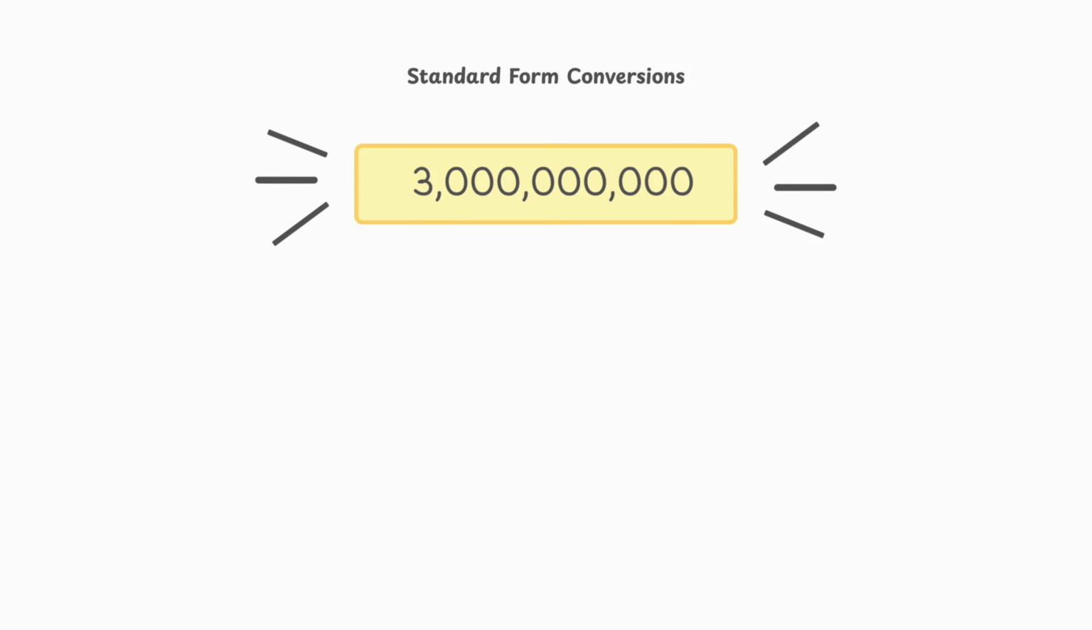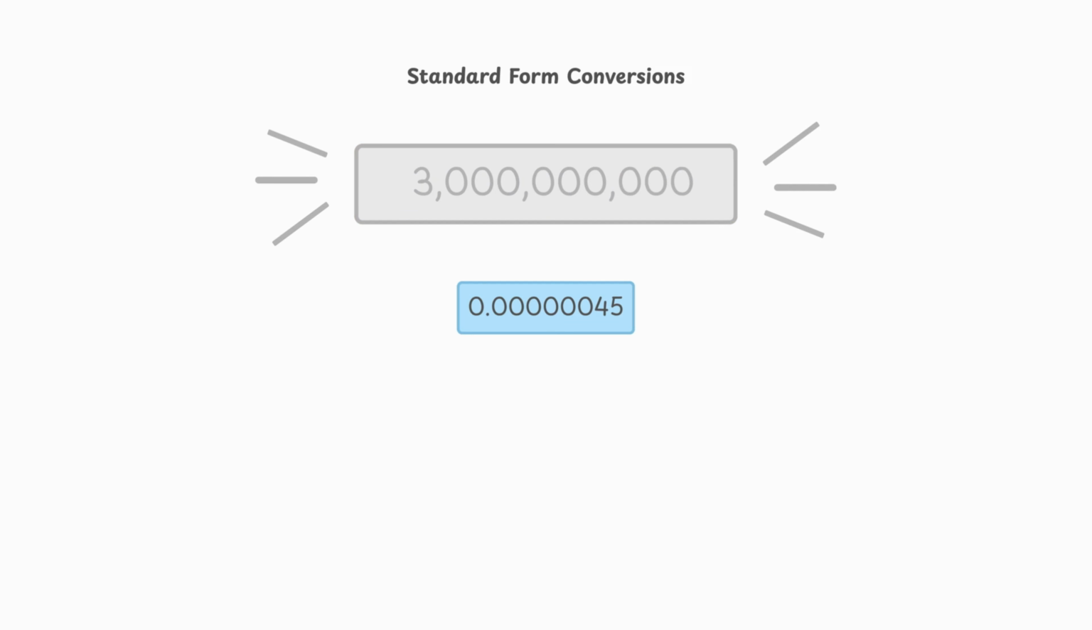Sometimes numbers are unbelievably huge, like 3 billion. Sometimes they are unbelievably tiny, like 0.000045. Standard form is a neat way to write these numbers so they're easier to read, compare, and calculate with.